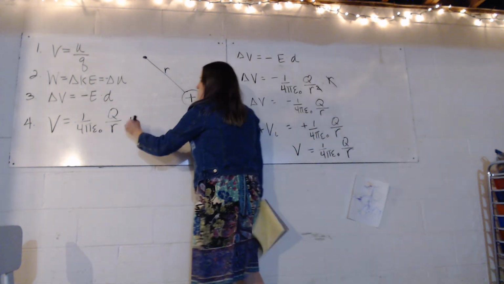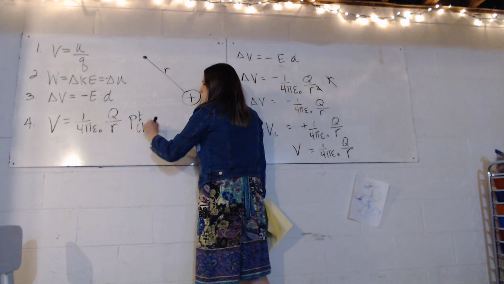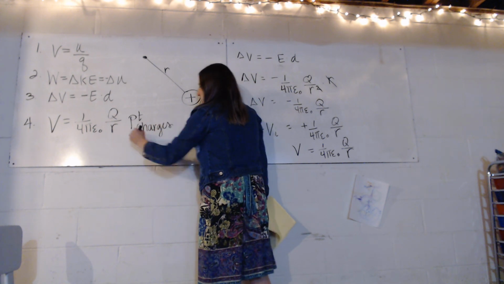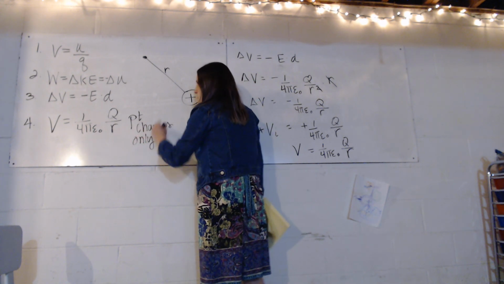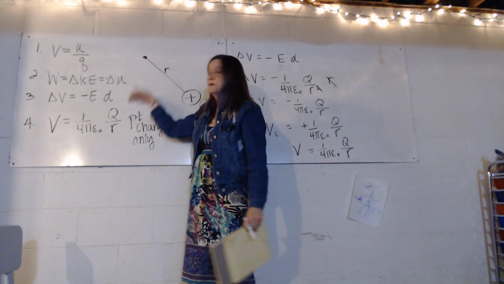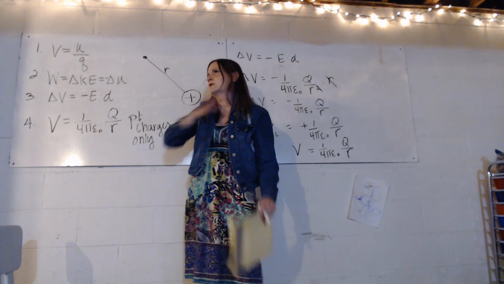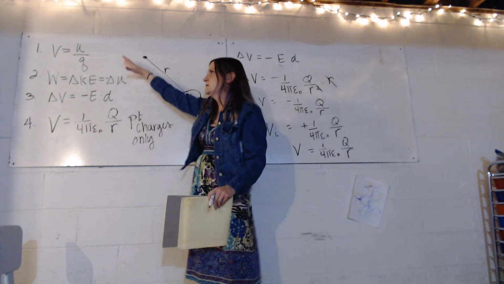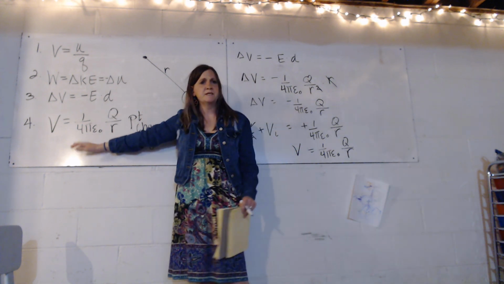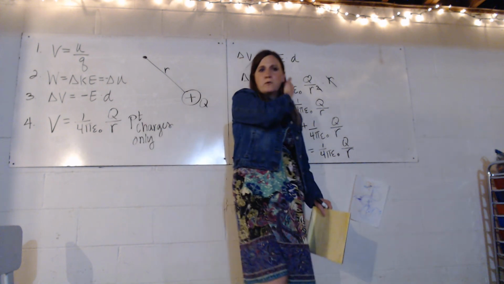So you can only use this equation for point charges, meaning like 1 or 2 or 3 charges. These other 3 are true for all scenarios. So whether I have continuous charge distributions, very complex things, simple things, whatever, these 3 things are always true. This final equation is true for point charges only.